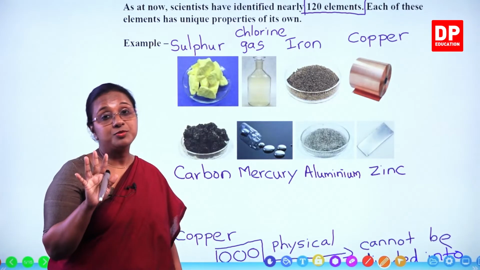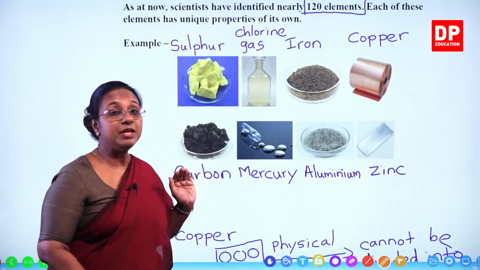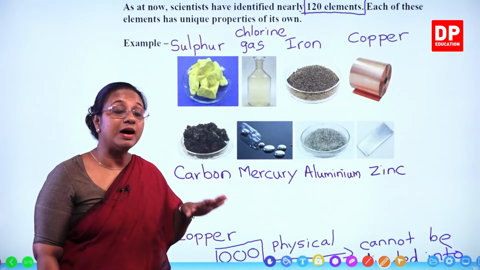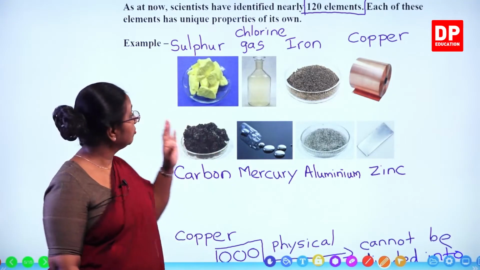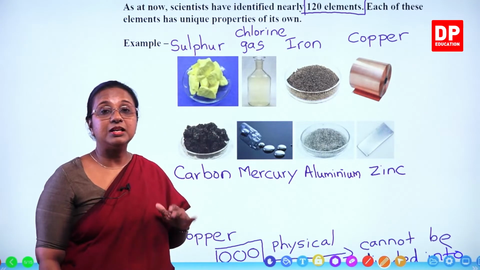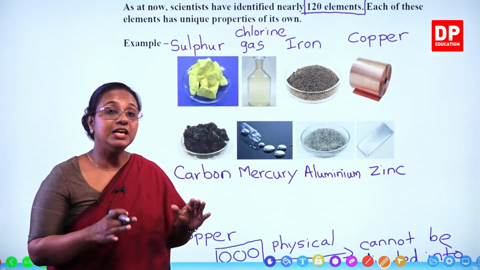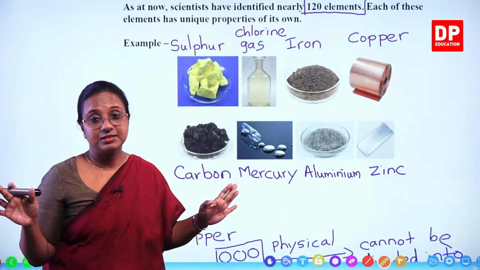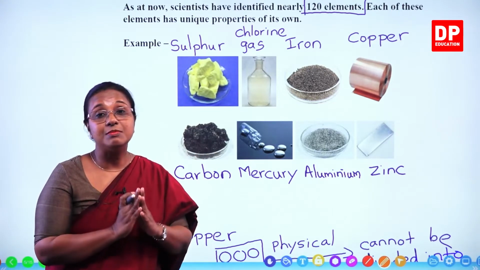So now I am sure you all can understand this. Can you divide them into simple components by physical or chemical methods? No. You cannot divide sulfur further. You cannot divide mercury into smaller components. You cannot divide zinc into smaller particles. So that is what a pure substance element is.